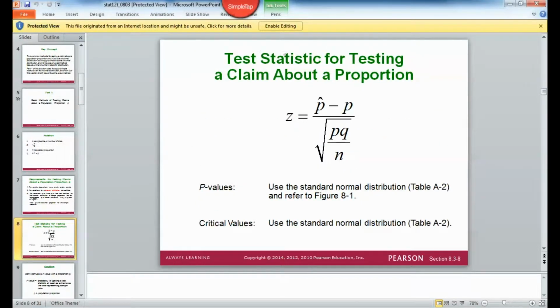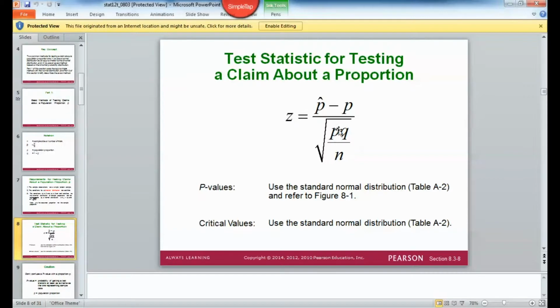Now, the actual test statistic that we use for a population proportion P is this formula here. This is our test statistic. This is our z, and it is a normal distribution. So p hat, that is the proportion you get from your sample, minus the population proportion p, divided by the square root of p times q over n.